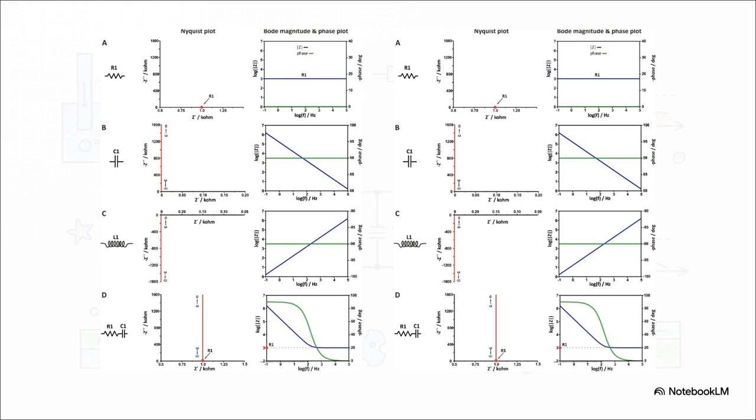And now, this is where the magic happens. Look at plot D. When you combine a resistor and a capacitor, you get this beautiful semicircle. This shape, this is what you're looking for in the lab. It's the classic signature for many electrochemical processes. Each point on that curve is the total impedance at one specific frequency. This is the power of the Nyquist plot, turning complicated behavior into a shape you can actually recognize.